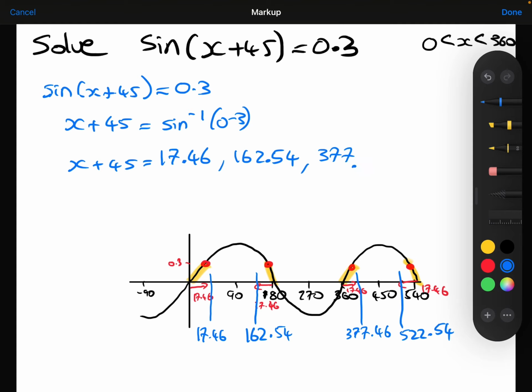So these could, I'm not necessarily saying they are all, but these could all be the answers to my equation. These are all the answers that x plus 45 could equal. Now, this is the stage. I've drawn my graph. I've got all of the answers. Now I'm allowed to subtract 45 from each of my answers.